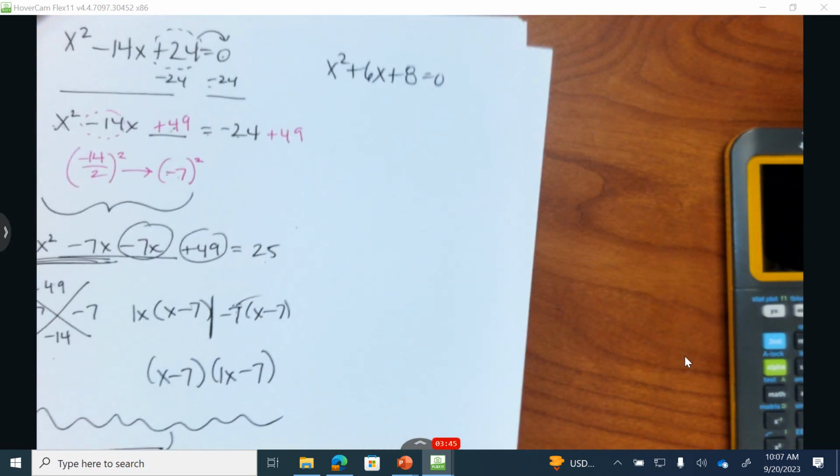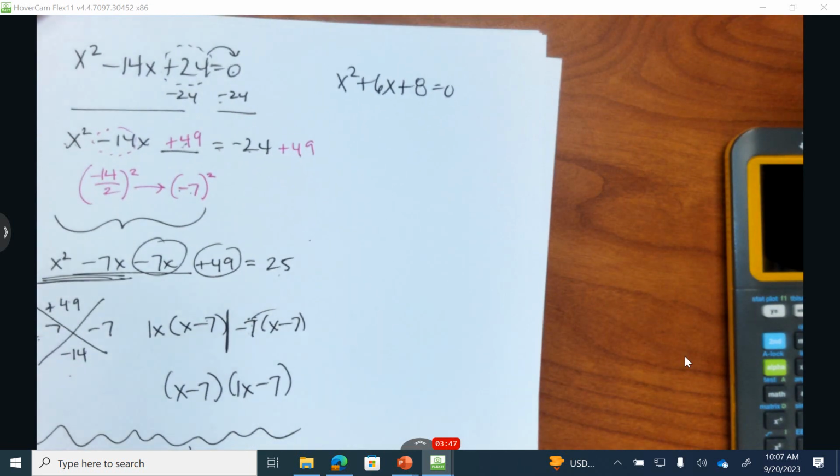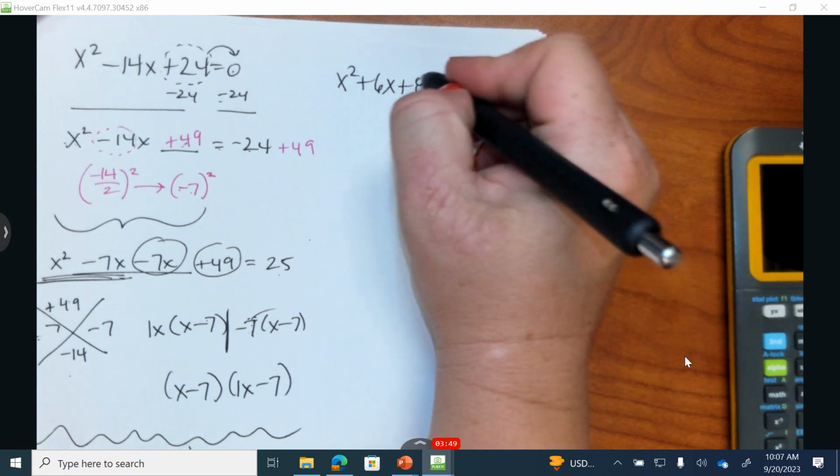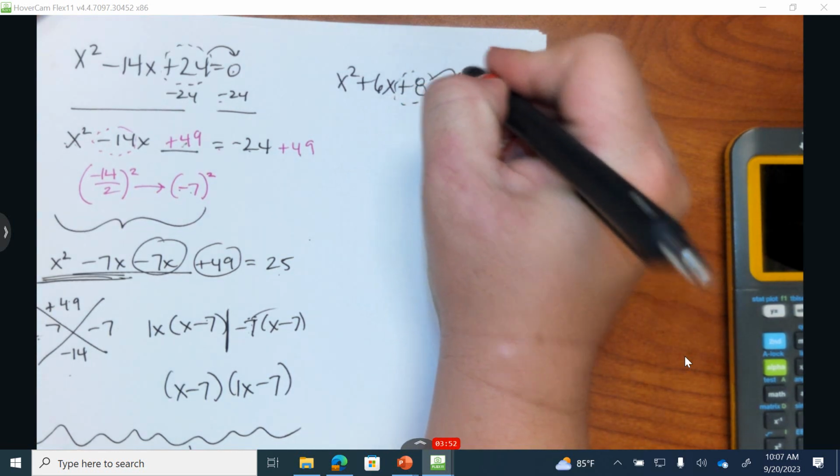Let's look at example number 2. Example number 2. So the first thing I'm going to do is take this value and move it to the opposite side.